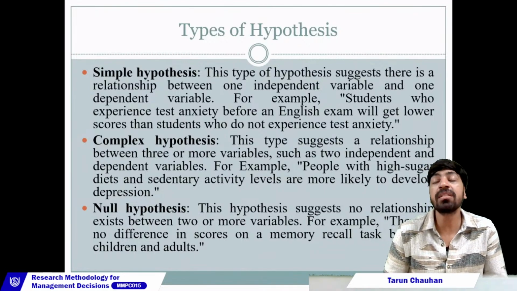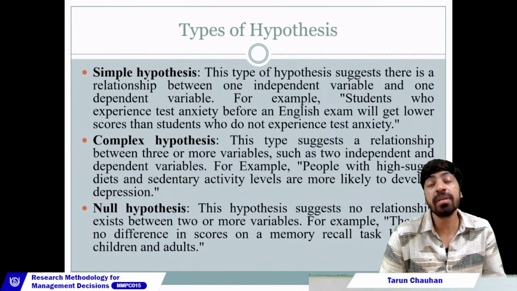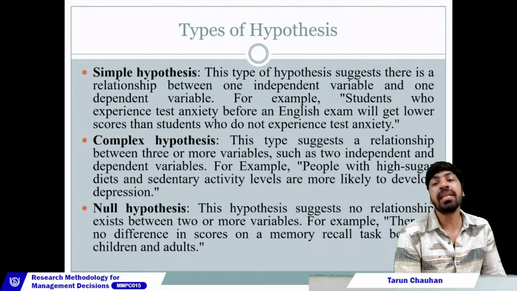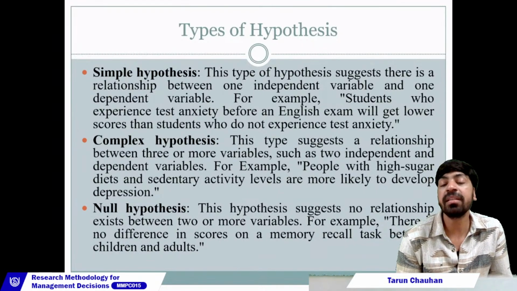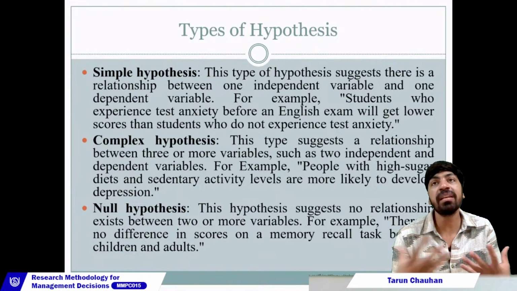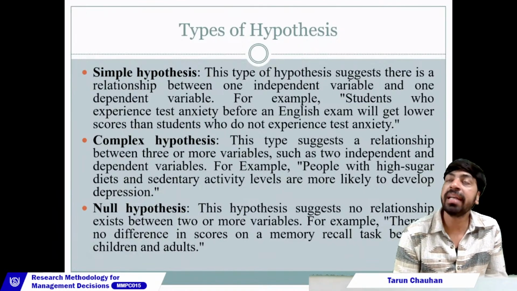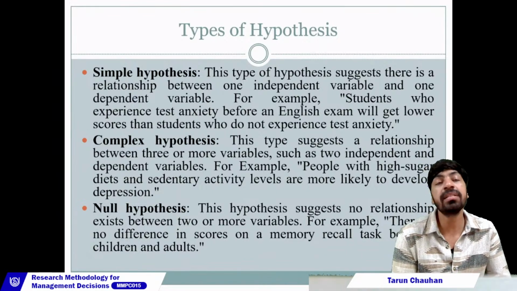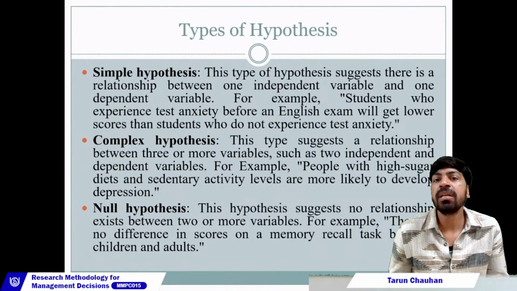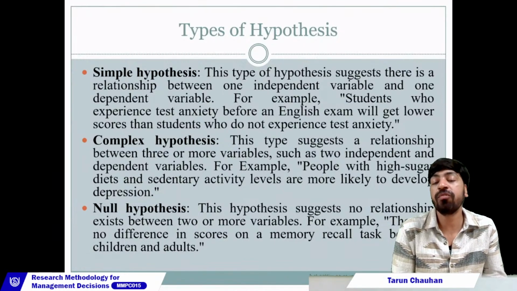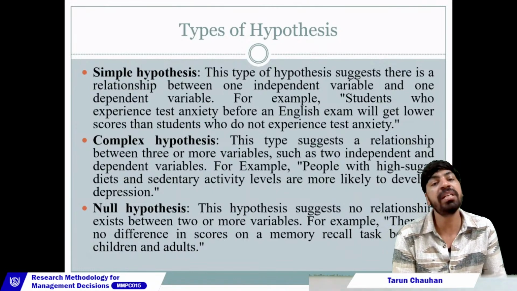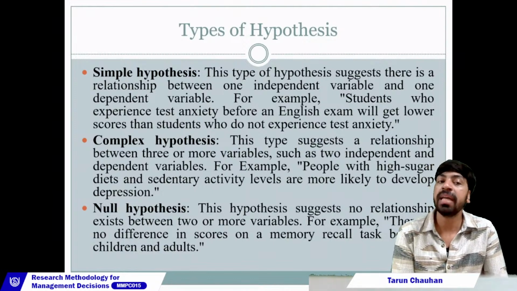The students who experience test anxiety before an English exam will get a lower score than the students who do not experience test anxiety. So the meaning here is that the students who experience such a difficulty before an English exam have fewer marks than the students who do not experience such difficulty or issue in appearing for the examination. So there is one independent variable and one dependent variable in this particular example.